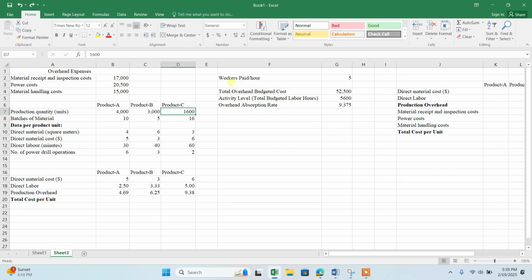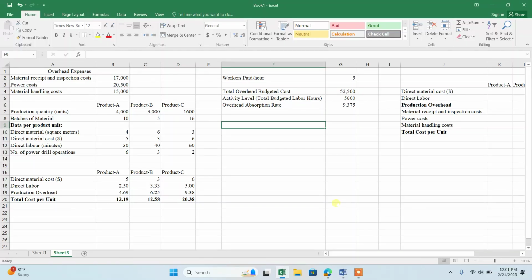So the activity base was the number of hours spent on the production of these units. That's why we calculate the total number of hours which we have used to produce these units. Those are the 5,600. Now we can calculate the cost of each unit. Producing product A costs me 12.19, and 12.58 for product B. And for product C, the cost is 20.38.